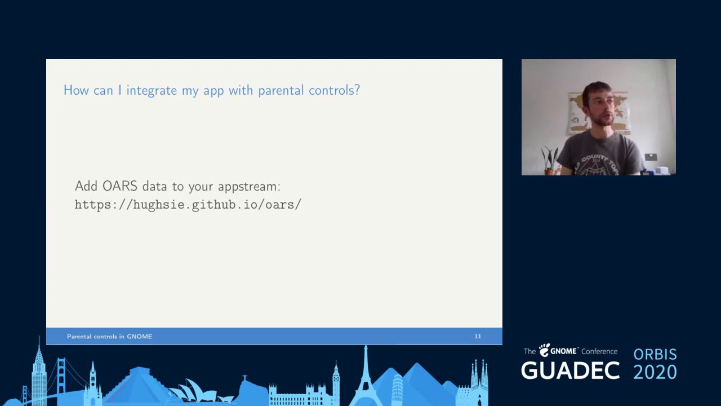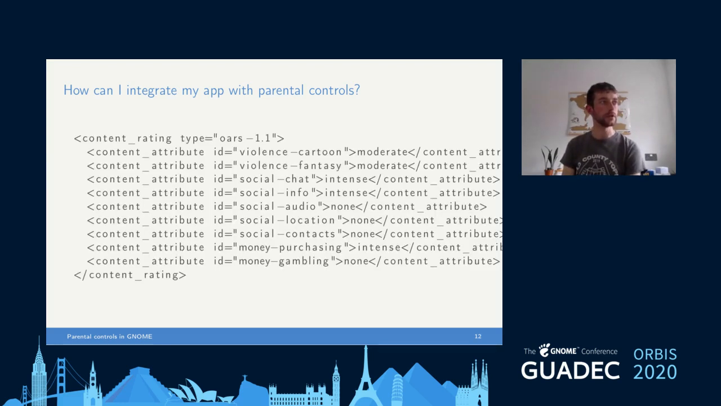So there's an easy online questionnaire on Richard's GitHub page, which generates the right metadata for you after asking you a series of easy questions, and you then copy and paste that into your app data file. Here is an example of it.